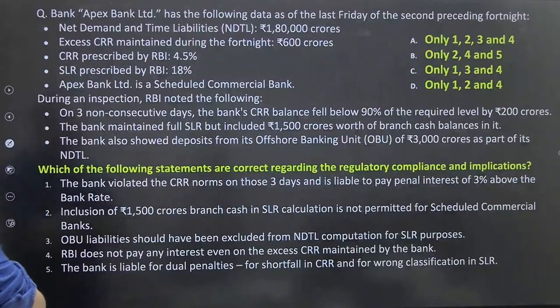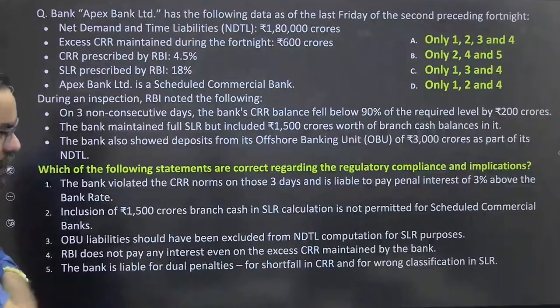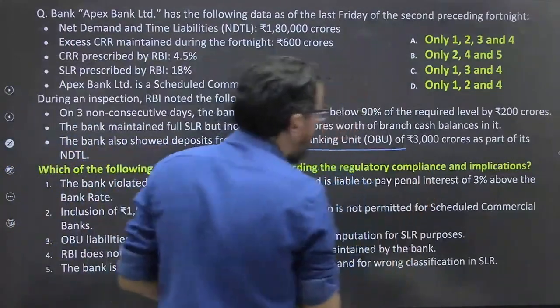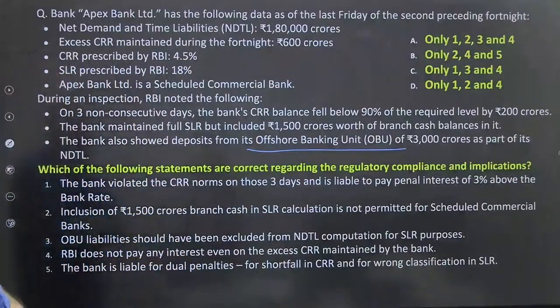On 3 non-consecutive days, the bank's CRR balance fell below 90% of the required level by 200 crores. The bank maintained full SLR but included 1500 crore worth of branch cash balance in it. The bank also showed a deposit from offshore banking units, OBUs, of 3000 crore as a part of its NDTL.